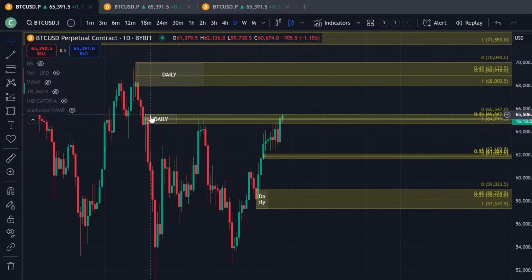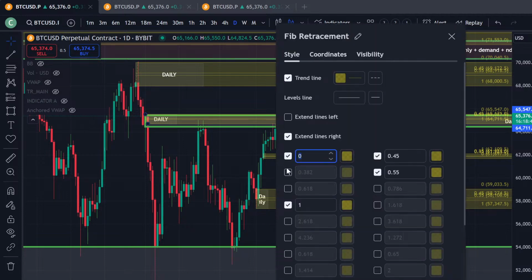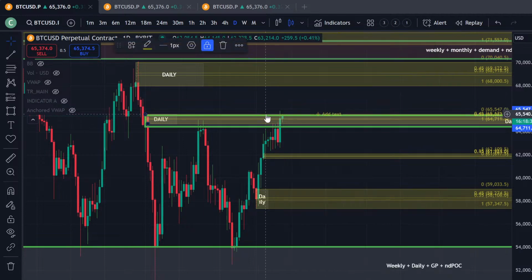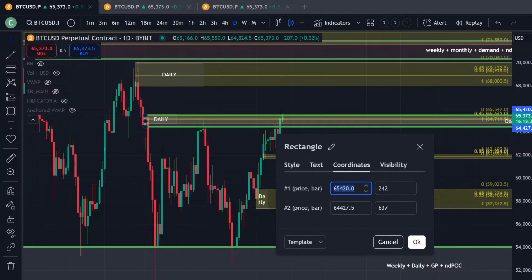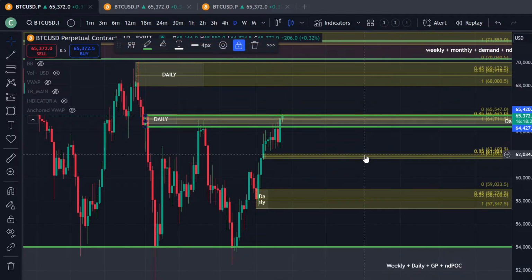We expect those to have still some power left. We see right here it's not that much, but we expect there to be some kind of reaction, and we use this together with other levels for a confluence area. And this has, of course, been an interesting area where we're looking for trades, because we had a daily, a monthly, a weekly, a macro equilibrium, and a naked VWAP.